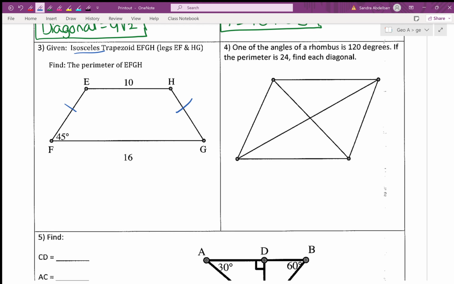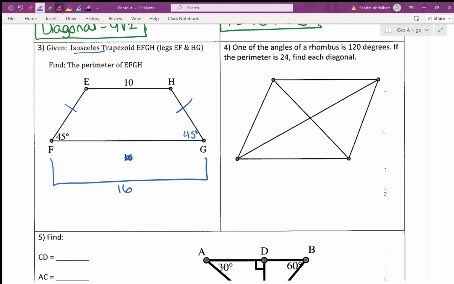Then it's telling us that angle F is 45 degrees. If angle F is 45 degrees, which other angle has to be 45 degrees? G has to be 45 degrees. We want to find the perimeter. This 16 represents F to G. That's 16. I do not have enough information right now to find the perimeter.